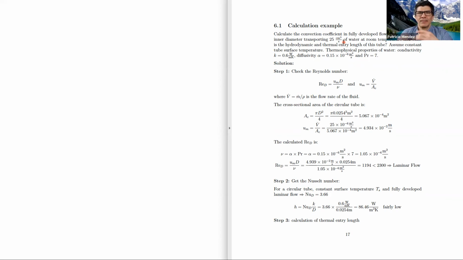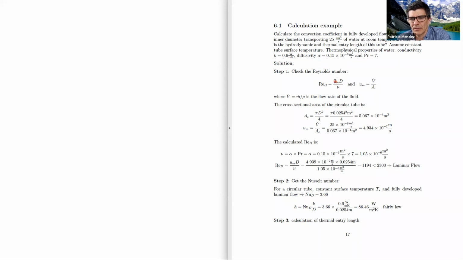These steps are the same steps that we follow for external convection, right? Number one, determine Reynolds number and Prandtl and all those things. So how do we determine the Reynolds number? Reynolds number is mean velocity times diameter over kinematic viscosity.